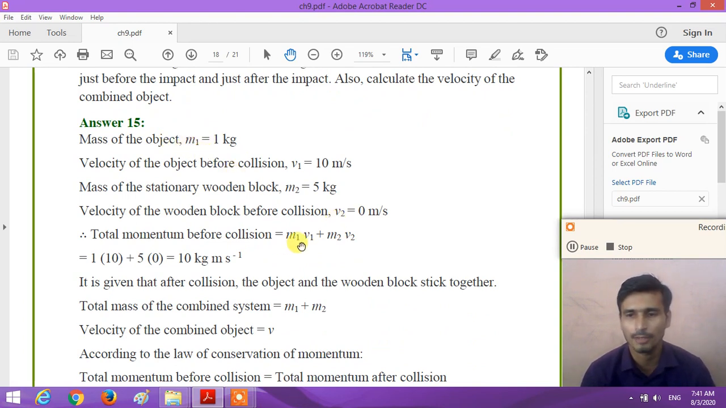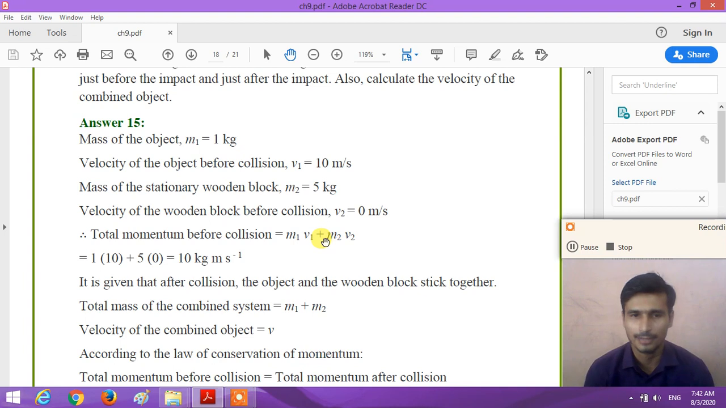So momentum of the object is m1 v1 plus momentum of the wooden block is m2 v2. So m1 is 1, v1 is 10, plus m2 is 5 and v2 is 0. So we get 10 kilogram meter per second. So the total momentum before the collision is 10 kilogram meter per second.